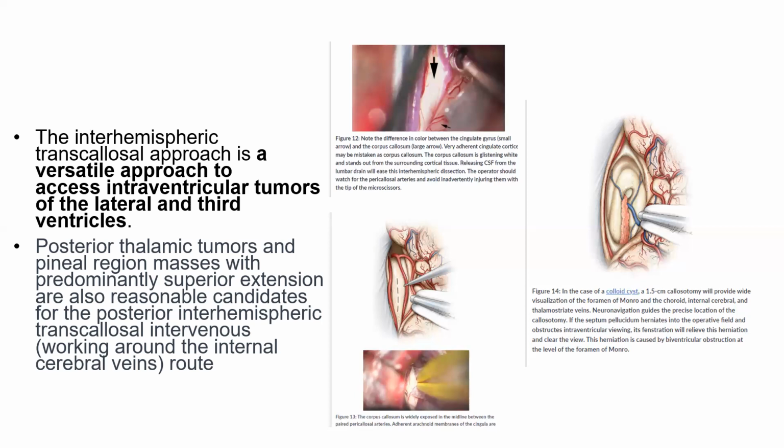So posterior thalamic tumors and pineal masses with predominantly superior extension are also reasonable candidates for the posterior interhemispheric transcallosal approach. You can see over here this image of a colloid cyst, where a 1.5 centimeter callosotomy has been done to provide wide visualization of the foramen of Monro and the choroid plexus, and the internal cerebral and thalamostriate veins. Neuronavigation guides the precise location of callosotomy. If the septum pellucidum herniates into the operative field and obstructs the interventricular view, its fenestration will relieve this herniation and clear the view.